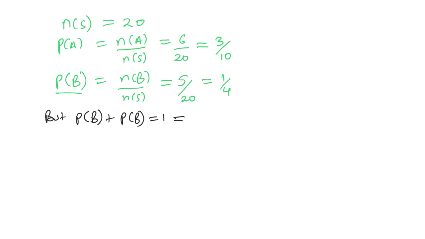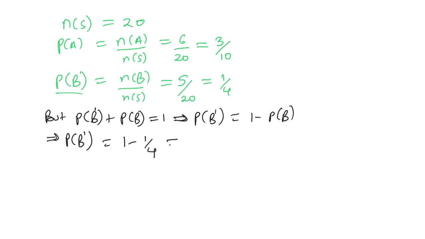So if you want to get the probability of B complement, let me put B complement here so it is seen. The probability of B complement is 1 minus the probability of B. So what will be the probability of B complement? It will be 1 minus 1 over 4, which is equal to 3 out of 4. So what are the learning points here?